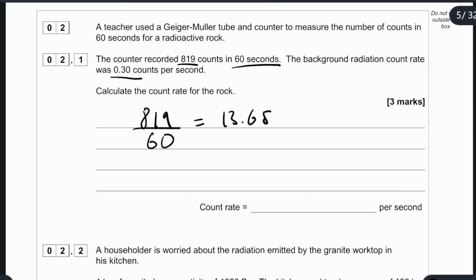But they've also given us this 0.30 counts per second. This is the background radiation count rate. Whenever we have background radiation, we want to correct for it when we take our measurement. So actually it's 13.65 minus the background radiation. This gives us the actual radiation that is being produced from the rock. So that should give us 13.35.